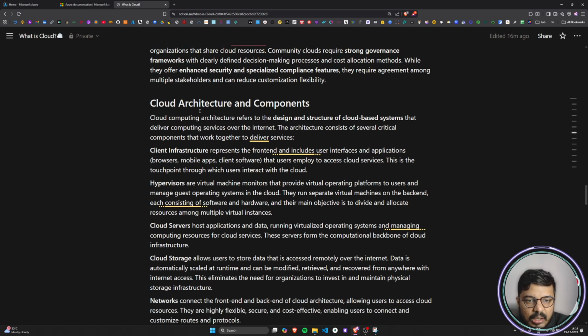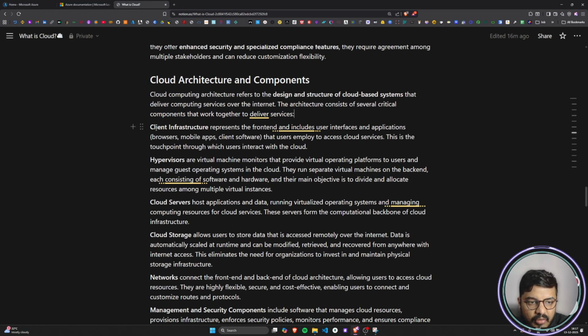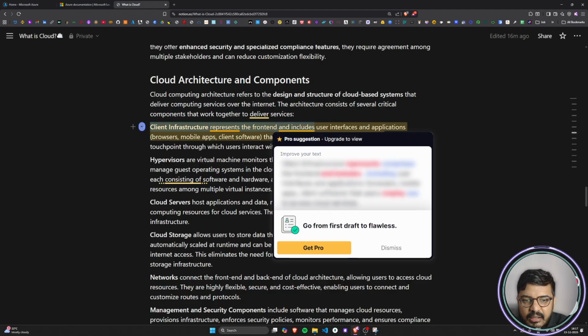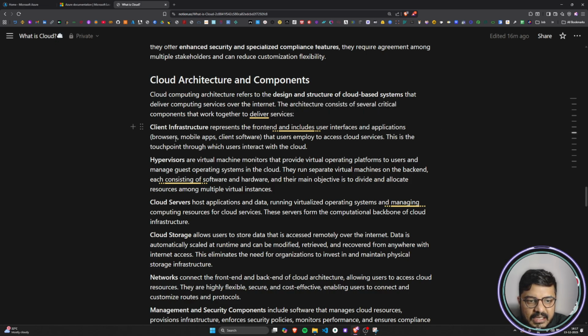Then the cloud architecture and components. Cloud computing architecture refers to the design and structure of cloud-based systems that deliver computing services over the internet. The architecture consists of several critical components that work together to deliver the services. First one is client infrastructure. Client infrastructure represents the front end and includes user interface applications, which can be either a browser, mobile application, or client software that users employ to access the cloud services.